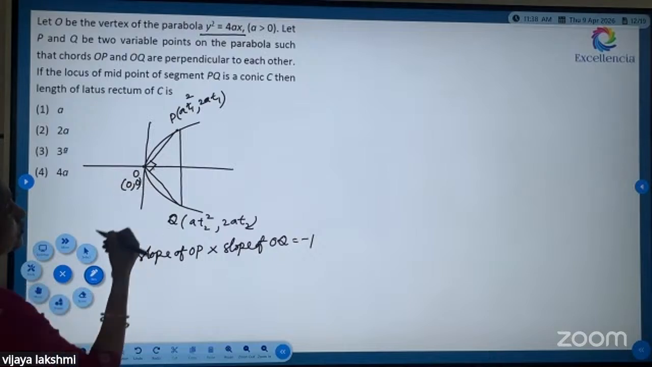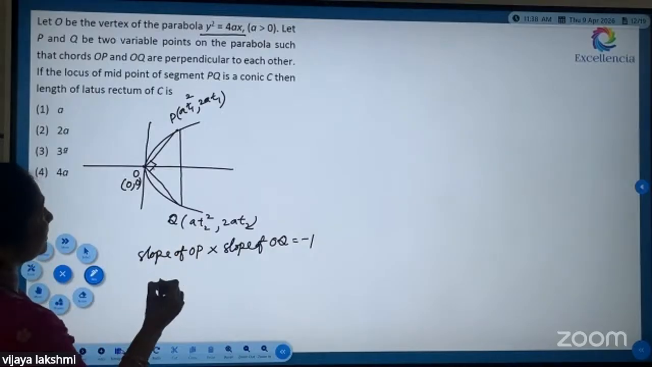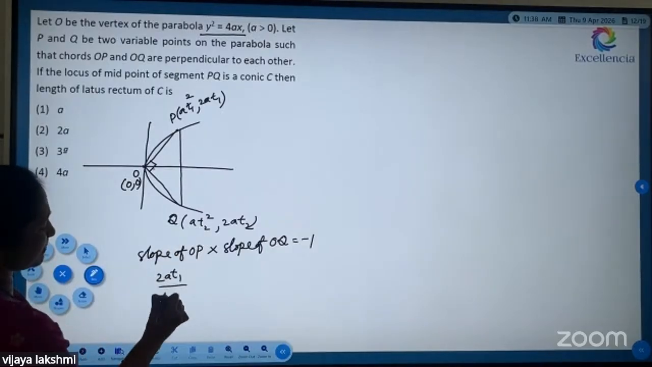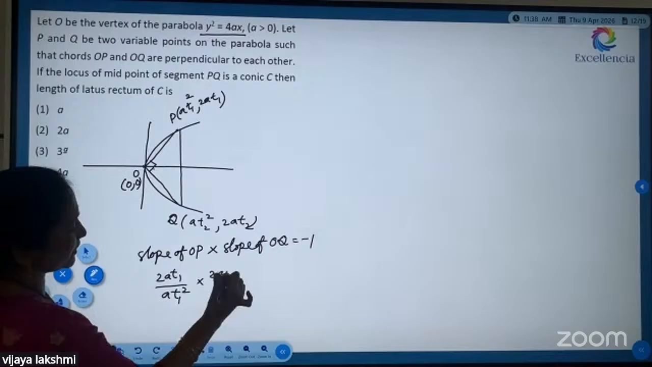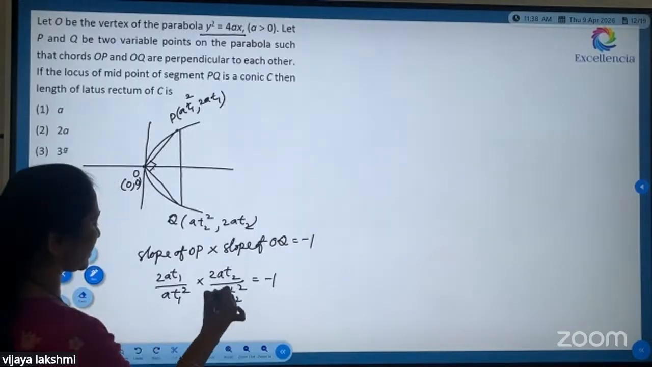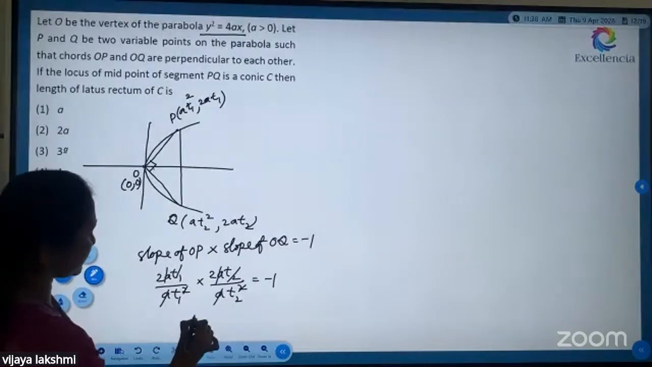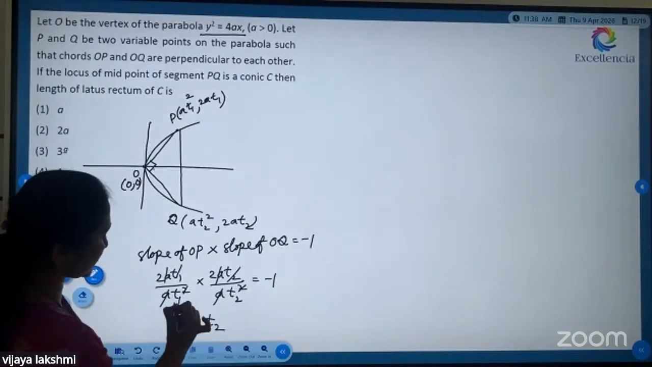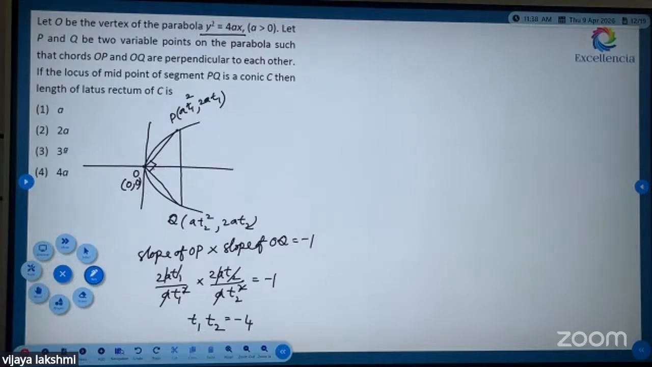This vertex is nothing but 0, 0. That's why you can find out the slope, y2 minus y1 by x2 minus x1. Therefore, you can write it here 2a t1 minus 0 by a t1 square. Similarly, slope of OQ if you consider it 2a t2 by a t2 square, equal to minus 1. Here a gets cancelled, one t1 gets cancelled, one t2 also gets cancelled. Then t1 t2 will be left in the denominator. It will cross multiply, that's why we are making t1 t2 equal to minus 4. The locus of midpoint of the segment PQ is a conic C. Then length of latus rectum.